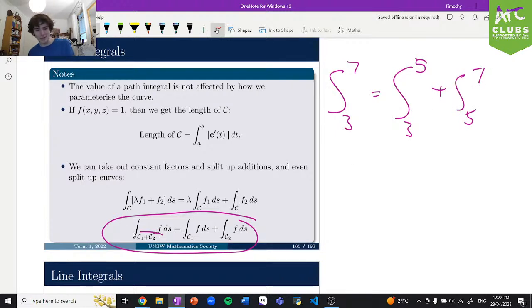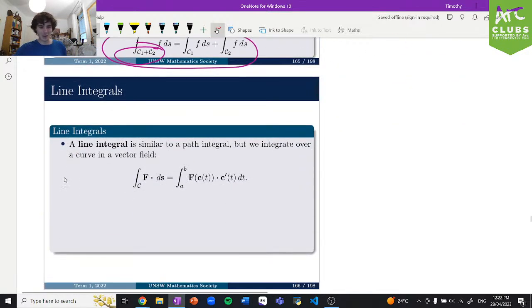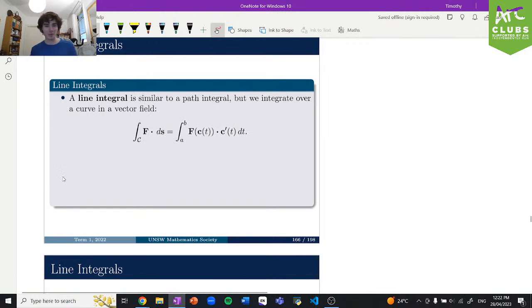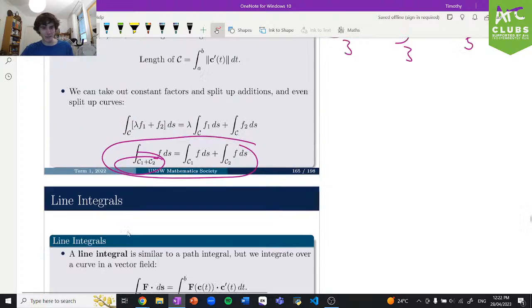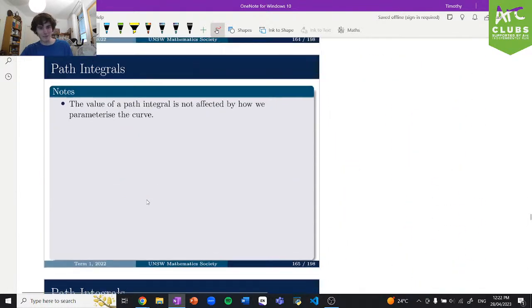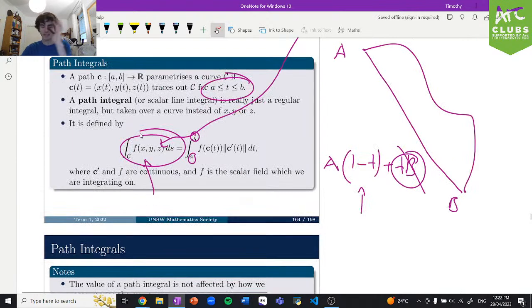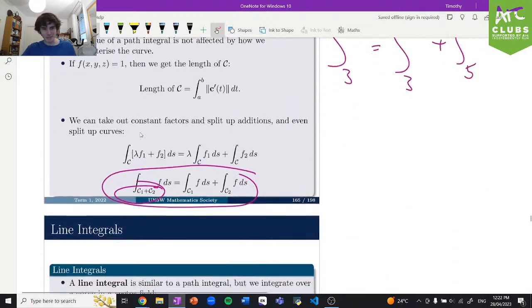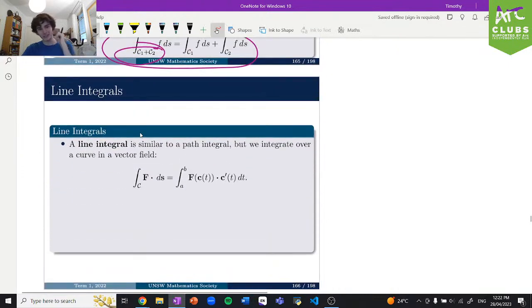In the same way, if you've got an integral that's made up of two different curves that join nicely together, you can integrate over one of the curves and then integrate over the second curve, which is very, very cool. Now, a line integral is similar to a path integral, but instead you integrate over a curve in a vector field. So essentially, this function here, I don't know if I explicitly said it, is a normal scalar function. A path integral is the exact same thing. Sorry, a line integral is the exact same thing.